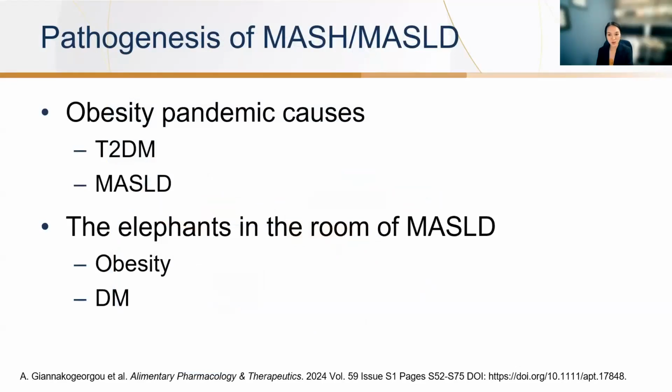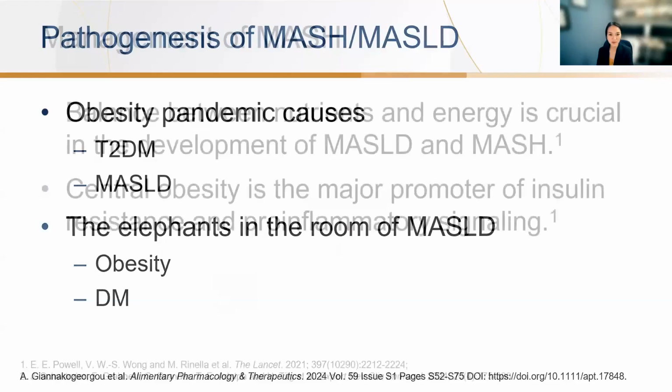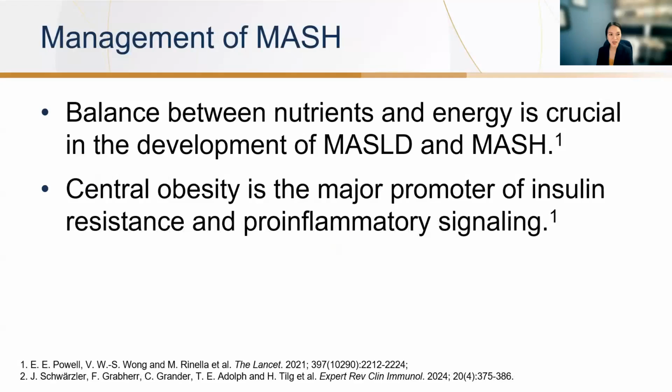So some say the current global obesity pandemic causes diabetes and steatotic liver disease. Even I can say with confidence that management of MASH must involve the control of diabetes and reduction of body weight. How do we manage MASH?